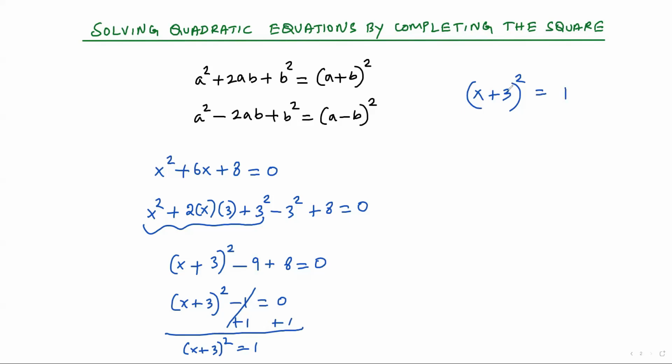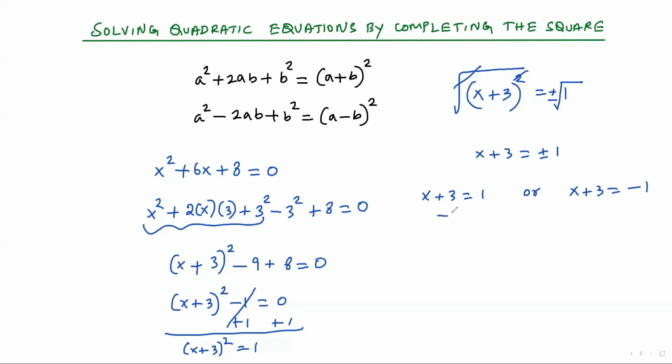Now to solve for x, I have to get rid of all the values around the variable x. First, let me get rid of the square. For that, I'm taking the square root on both sides. The square root and square cancel out. Whenever I take the square root of a number, I always have a positive and negative sign in front of the square root. So we have x + 3 is equal to positive or negative the square root of 1, which is just 1. So x + 3 equals positive 1 or x + 3 equals negative 1.